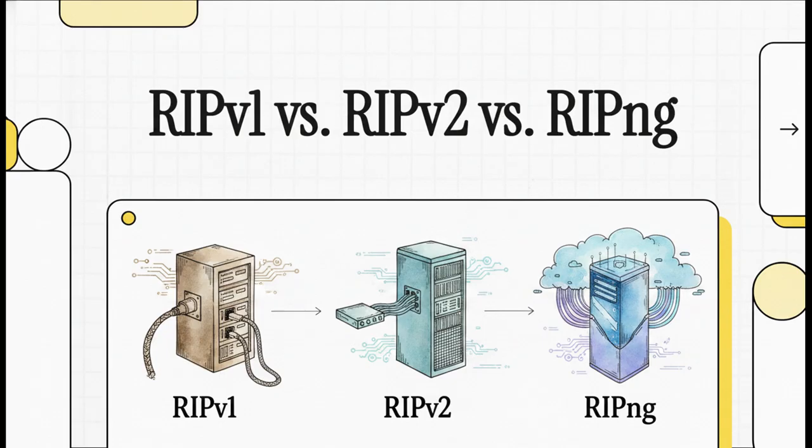So for Chapter 6, we're zooming in on one of the absolute granddaddies of routing protocols, the Routing Information Protocol, or RIP. But we aren't just giving you a textbook definition today, we're actually unpacking its entire evolutionary journey. We're going to compare RIP version 1, RIP version 2, and RIPng.